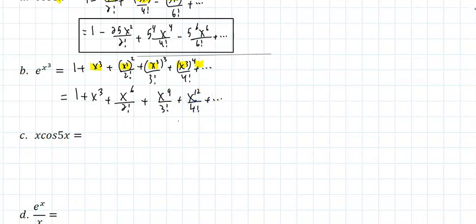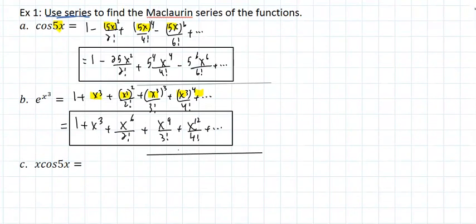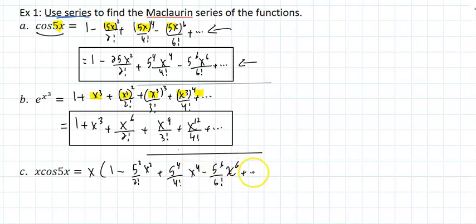There it is. And that's my final answer. Now, if I had x cosine of x to the fifth, I already found the cosine to the fifth. So what I would say with this would be x times, and there it is, 1 minus, actually it's right there, 1 minus, let's go by 5 squared x squared over 2 factorial plus 5 to the 4th over 4 factorial of x to the 4th minus 5 to the 6th over 6 factorial x to the 6th, and the list goes on.